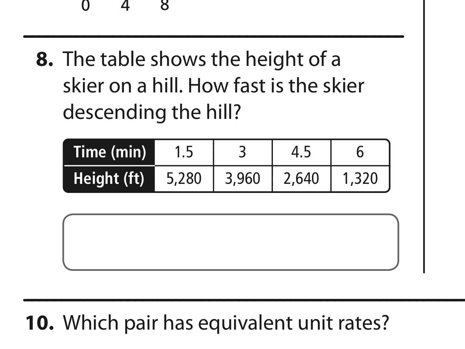Number 8, the table shows the height of a skier on a hill. How fast is the skier descending the hill? Well, we're given the times in minutes and the feet for the height at each time. We just need to figure out the rate of change, because how fast is the skier descending? This is asking for the rate of change, which is just slope. I can find slope a couple different ways, but when I'm looking at a table, the easiest way is to compare the change of the y's divided by the change of the x's, where x is time and y is the height in this case.